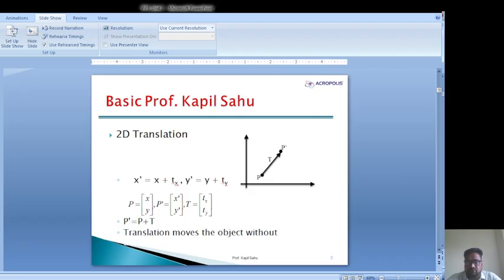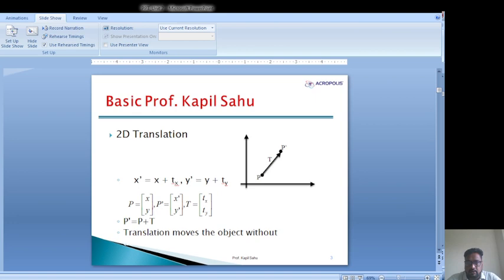2D translation, we can perform a translation in two-dimensional space. Suppose there is a pixel having coordinate value x comma y, that is its previous coordinates. If we want to translate this coordinate to another position, by tx value in x direction and by ty value in y direction, then this type of transformation is called the 2D translation.